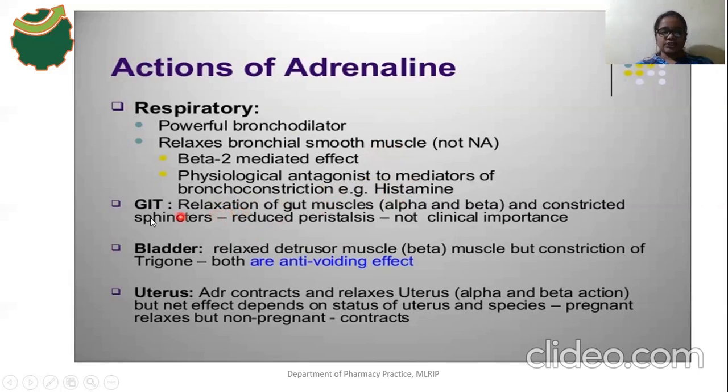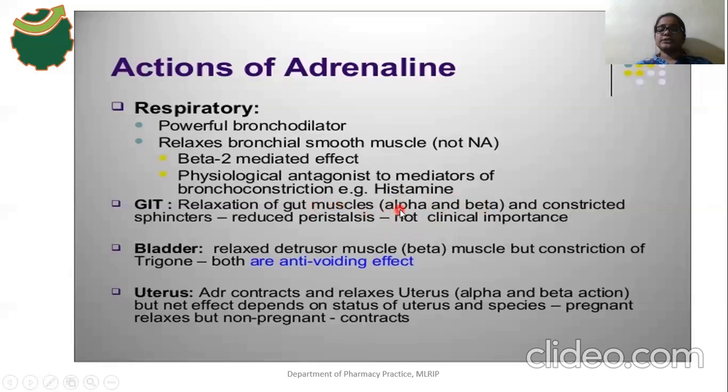Adrenergic drugs act on the GIT, so they relax the gut muscles, through both alpha and beta receptors. First I will explain about beta. What receptors do smooth muscles consist of? Beta 2 receptors are present in vascular and visceral smooth muscles. What is the effect of beta 2 receptors on smooth muscles? That is a relaxant effect. Then what about alpha actions on the gut region?